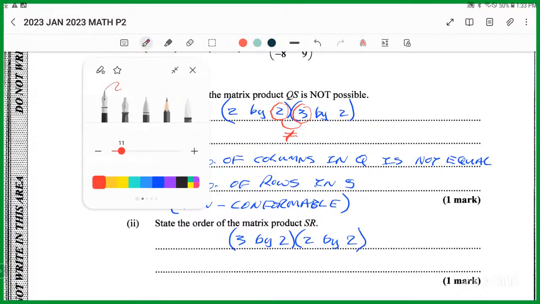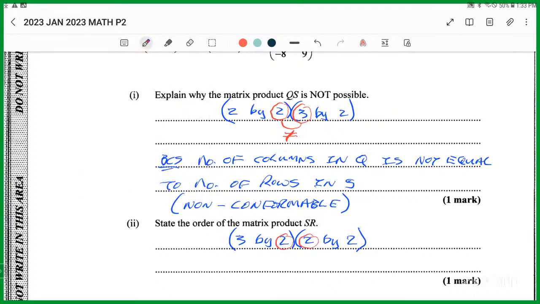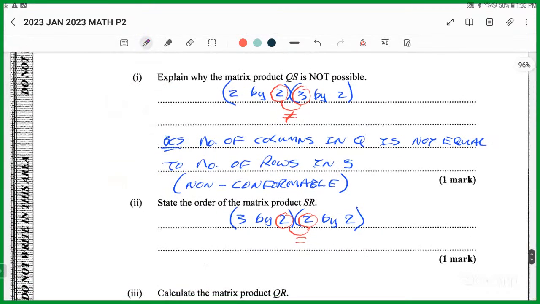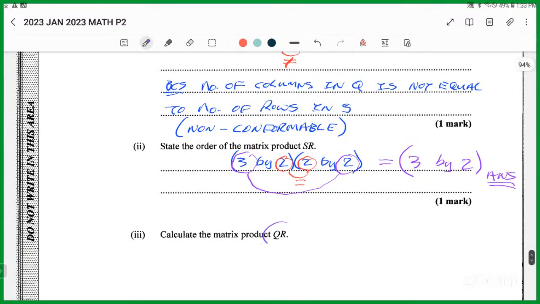This one is conformable because 2 columns and 2 rows are equal. That's conformable. So the resulting matrix takes the number of rows of the first matrix by the number of columns of the second matrix. So the final result is going to be a 3 by... That's the answer. The resulting matrix is a 3 by... Right? That's it. It says calculate the matrix product QR.